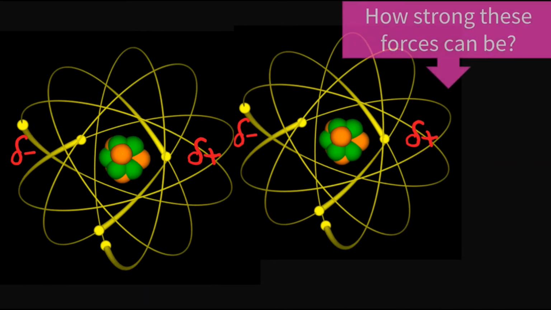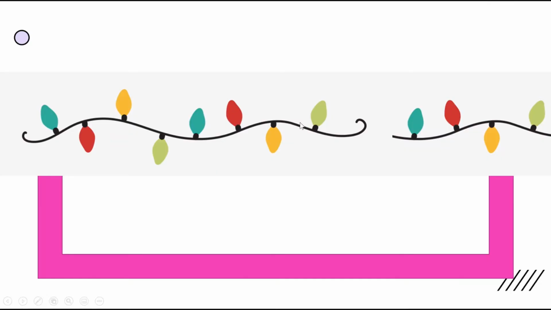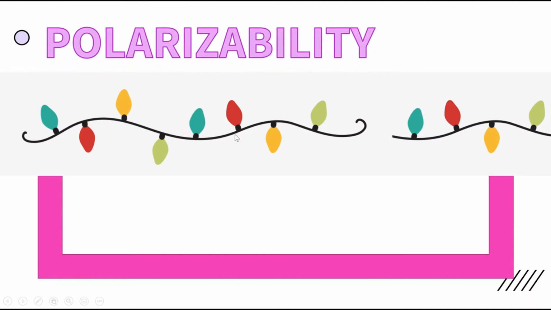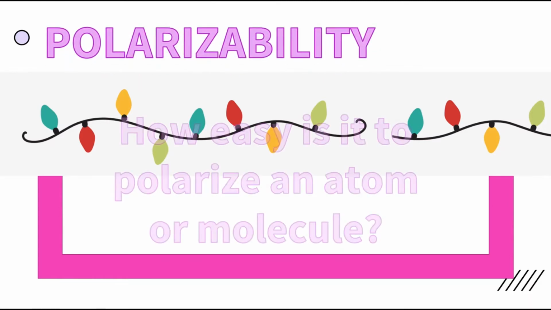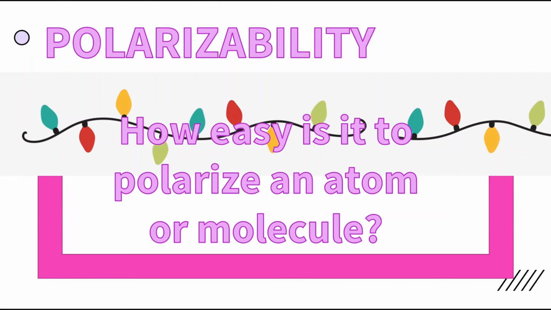So a question to think about is how strong these forces can be, because these are momentary. The position of the electron cloud can shift for a momentary time, and this creates this delta minus and delta plus charge, which induces a charge on the neighboring atom. So how strong these forces can be is all about the notion of polarizability: how easy is it to polarize an atom or a molecule?